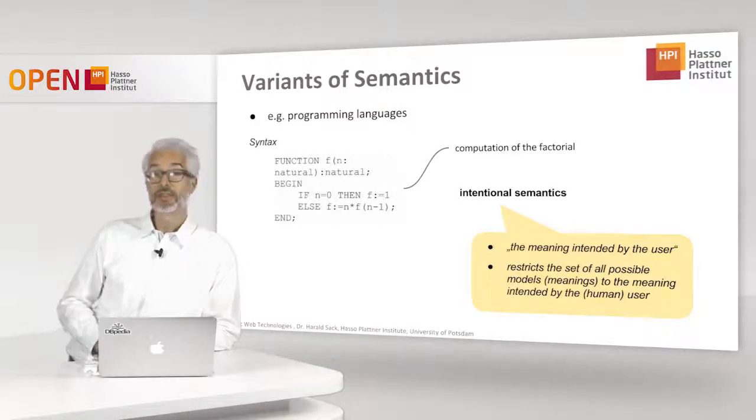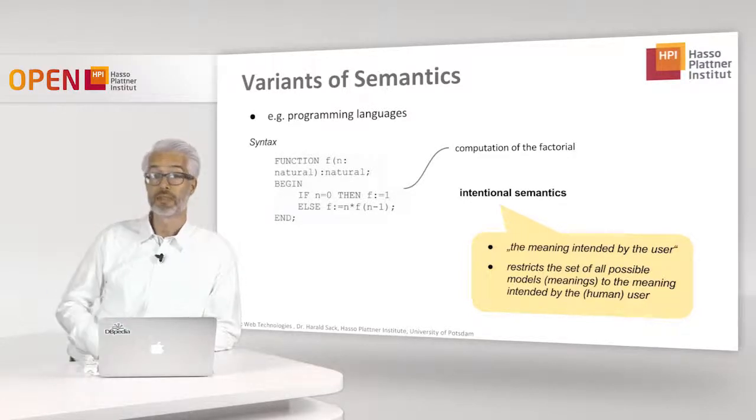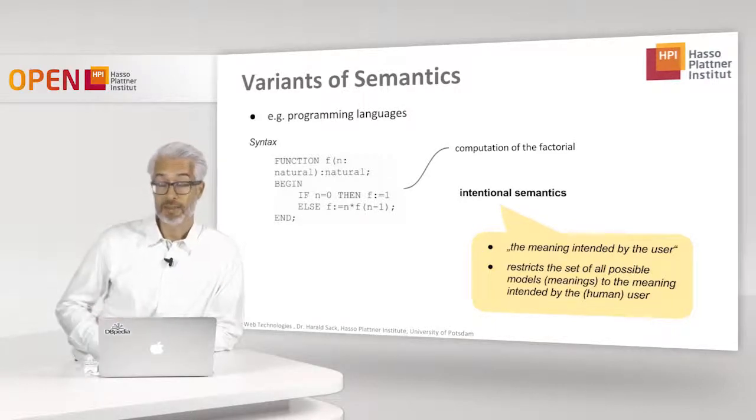So usually the intentional semantics restricts the set of all possible meanings, the set of all possible models, as we call the meanings here, to the meaning intended by the human user. That's the so-called intentional semantics.